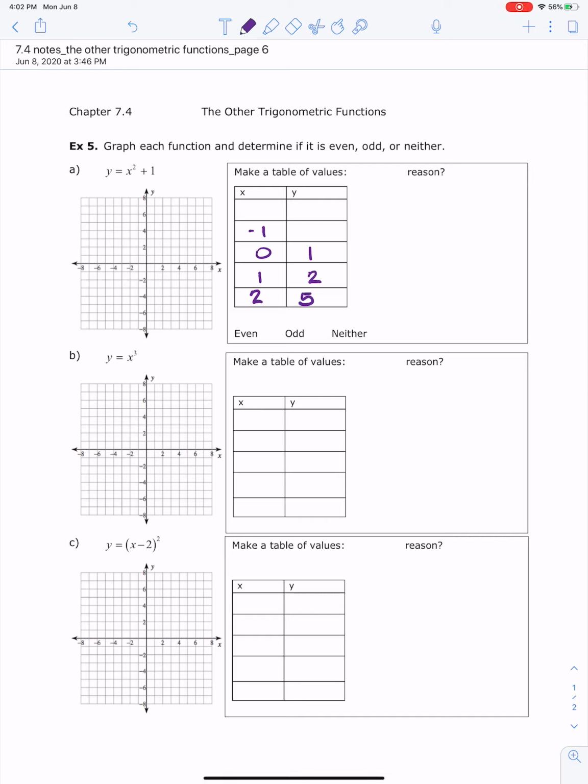-1. -1 squared is 1, plus 1 is 2. And when I plug in -2, I get -2 squared is 4, plus 1 is 5. So when I go to graph this, I got (0, 1), (1, 2), (-1, 2), (2, 5). Pretty standard parabola that has been moved up 1. Sketch that in here.